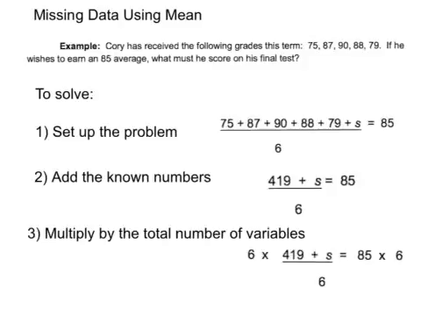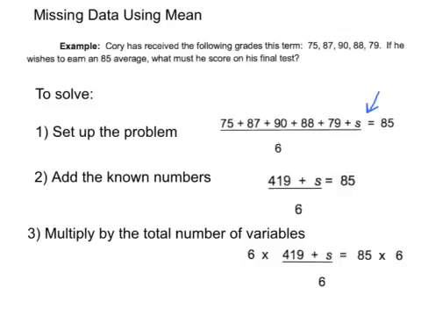So let's look. Step 1 says to set up the problem. And I want you to notice how we set up the problem. We set it up exactly as we would to find average. Remember, to find average means to add up all the numbers, divide by how many there are, and it equals the average. So here I've added up 75, 87, 90, 88, and a 79 plus S. This is what we're trying to find.